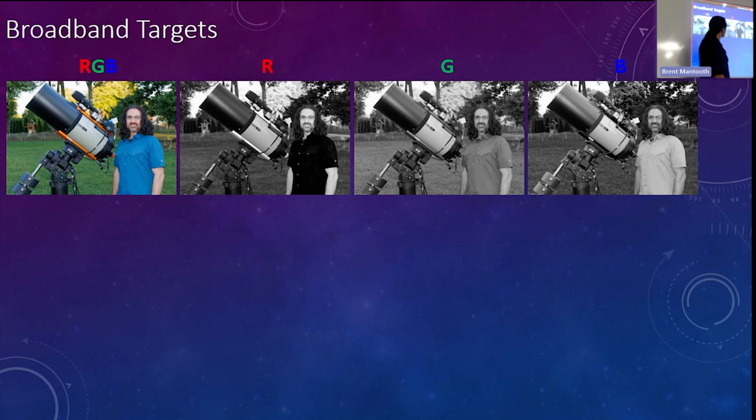You can see the grass here is bright in the green. It's dark in blue and red because our primary color there is green. So it's about how the color gets split up in the different intensities. And when you mix them all back together, that's how you get a color image.